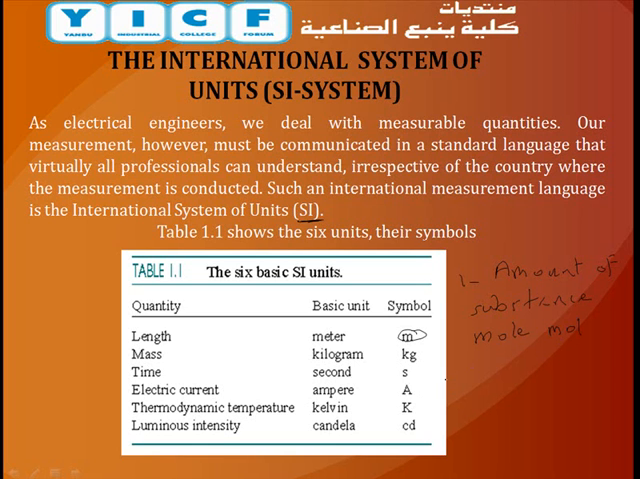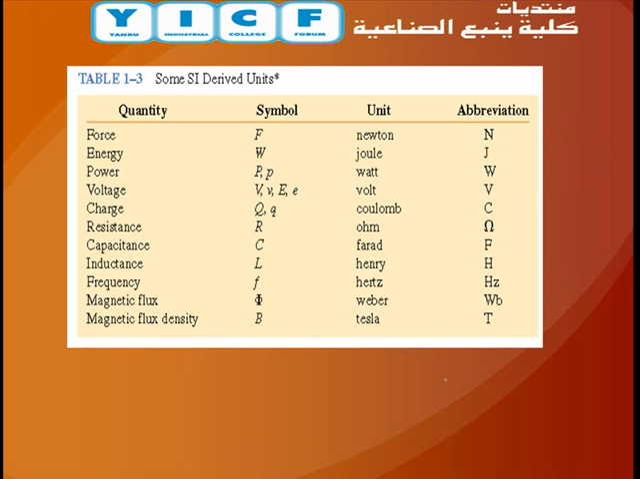Now we have other quantities, which are called derived units. They are derived from the 6 or the 7 units discussed before. We have force, for example, in Newton, and force is mass multiplied by acceleration. Mass in kilogram, acceleration in meter per second square. So it is derived from the basic quantities, from the mass, the meter, and the seconds.